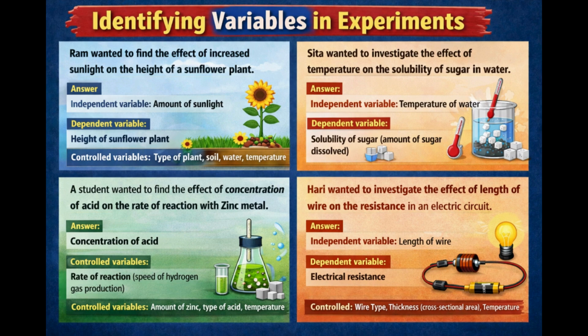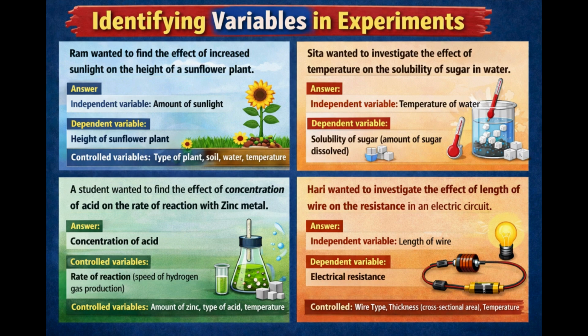Now what are we measuring? We are measuring how much sugar dissolves in water. So solubility of sugar is the dependent variable. Now experiment 4. Now let's take the final example. Hari wanted to investigate the effect of length of wire on resistance in an electric circuit. Now students, what are we changing? We are changing the length of the wire. So length of the wire is the independent variable.